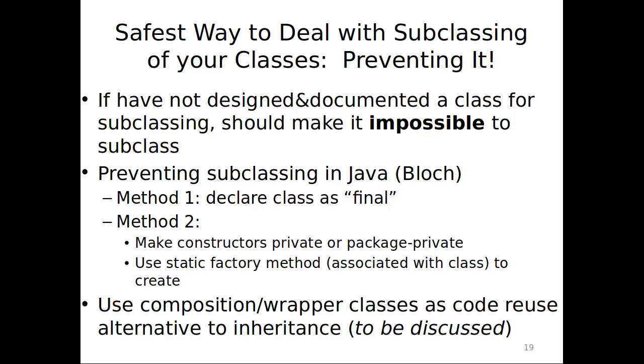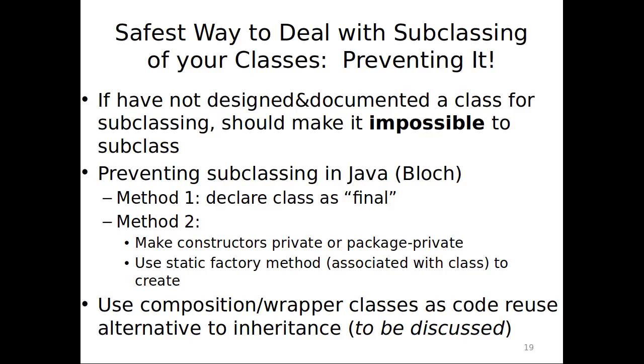So there are several ways we're going to go through that we can deal with subclassing. The safest way of all, the simplest, but the way that is typically off the table for many implementations of subclassing, is you prevent it. You make it impossible to subclass. There are two basic ways of doing this in Java. One is you declare a class as final. You say final class, whatever. That means that class is not subject to subclassing. If someone tries to subclass it, they'll get rejected.